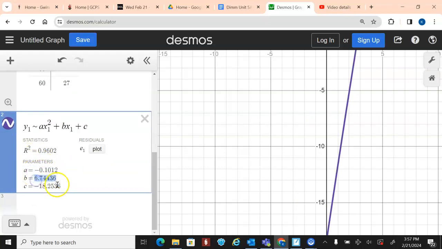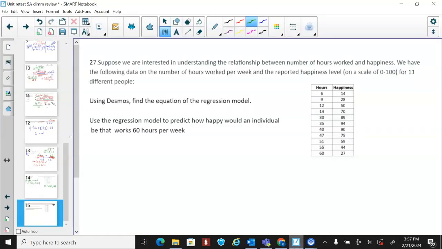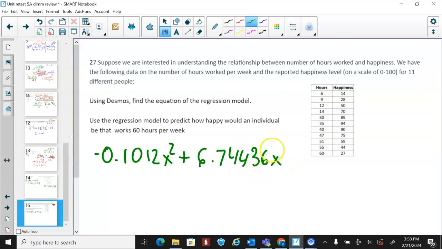Okay, these are my a, b's, and c's. So when you are asked to fill in this equation right here, okay, you are going to just simply put it together in a quadratic formula. So your a was negative 0.1012x squared, plus your b was 6.74436x, and then your c was negative 18.2536. Okay, so that is your equation for the quadratic regression.